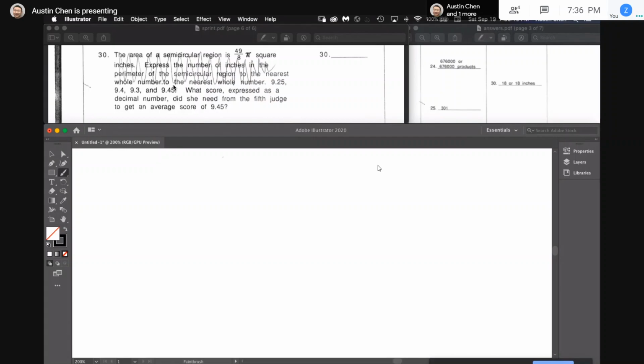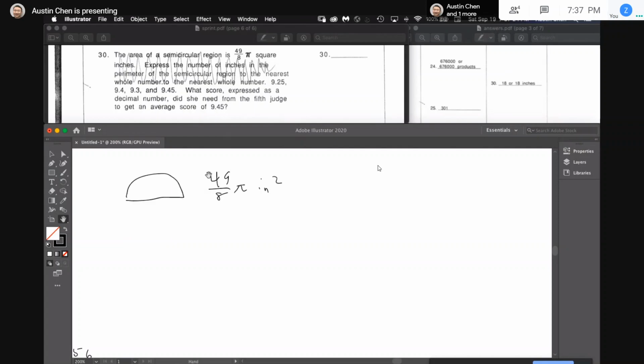So, what is the problem? Oh wait, yeah, the thing they marked out is the problem. I don't know why they marked that out, but okay. So the area of a semicircular region, we have a semicircle, is 49/8 pi square inches. And we need to find the number of inches in the perimeter of the semicircular region to the nearest whole number.